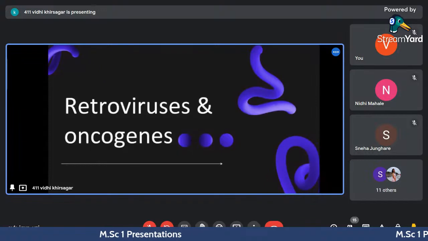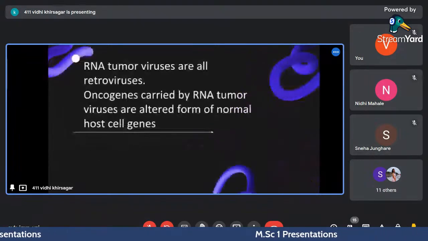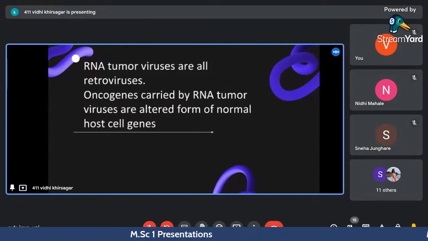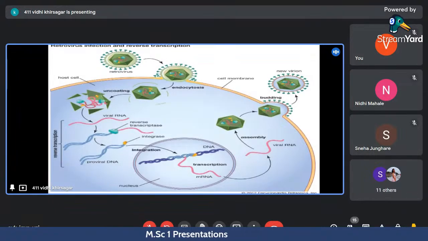Viral oncogenes, retroviruses and oncogenes. Retroviruses mostly contain RNA as their genomic material. RNA tumor viruses are all retroviruses. Oncogenes carried by RNA tumor viruses are altered forms of normal host cell genes. To understand this, we will first look at the life cycle of retroviruses.